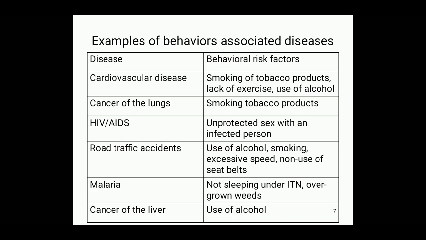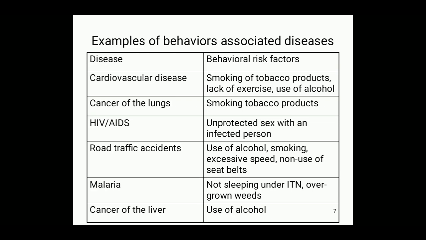Road traffic accident, the use of alcohol is a behavior that contributes to road traffic accident. If the individual takes alcohol, is under the influence, all the precautions that the individual ought to take, he will not take because he's under the influence of alcohol. Excessive speed is also a behavior that is associated with accident, and we also know the non-use of seatbelt.